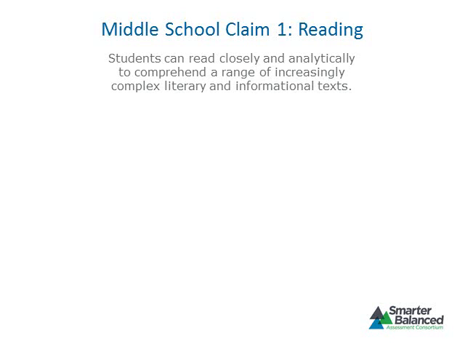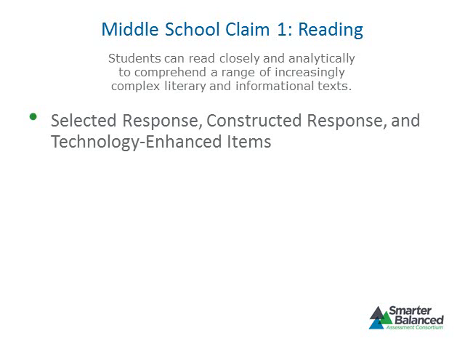Claim 1 states that students can read closely and analytically to comprehend a range of increasingly complex literary and informational texts. To elicit evidence for Claim 1, all items will be accompanied by 1 or more grade-appropriate passages. Evidence for Claim 1 will be provided by selected response, constructed response, or technology-enhanced items that focus on a particular skill or concept. All Claim 1 items will be accompanied by 1 or more grade-appropriate passages.